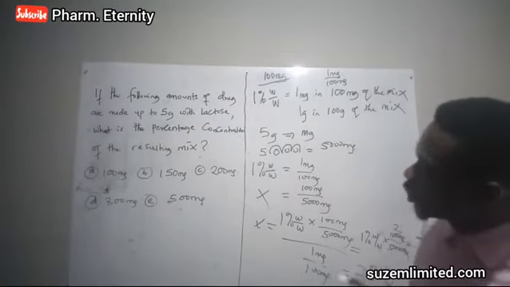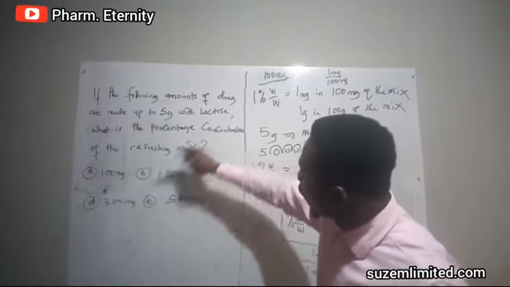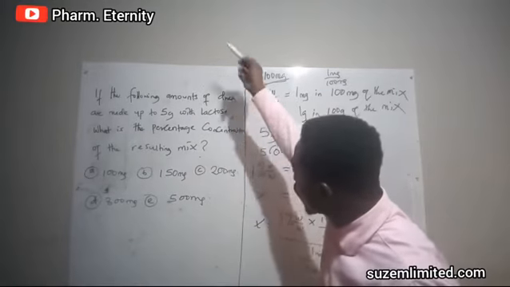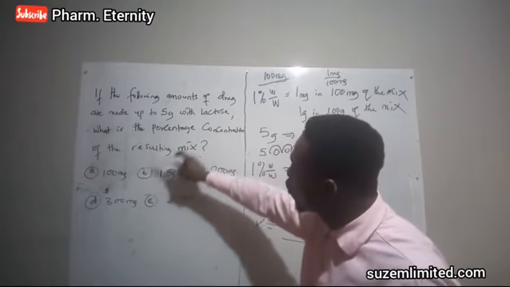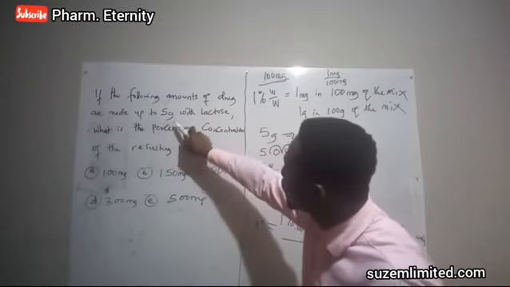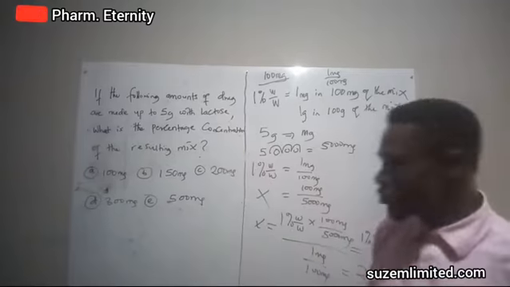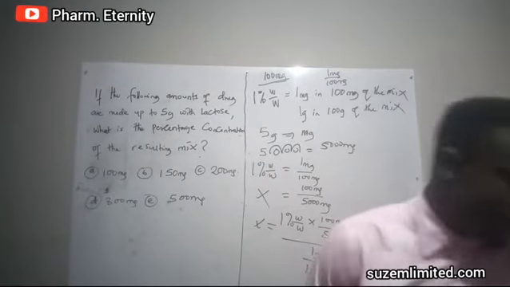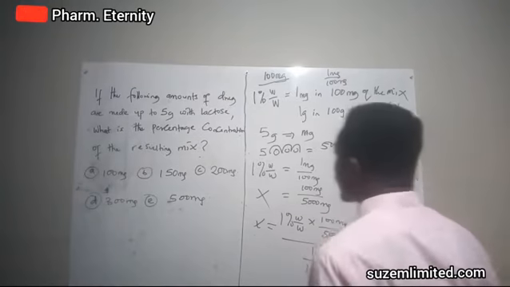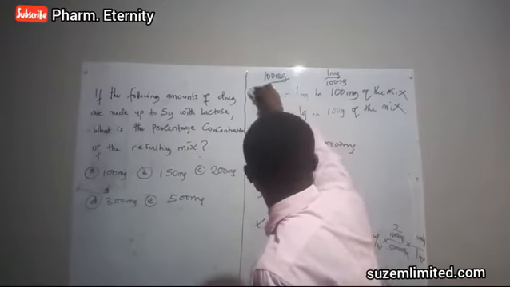What is the percentage concentration of this drug in the entire mix when 100 milligram of the drug is made up to 5 gram with lactose? The answer is 2% weight per weight. So let's solve for the next question.